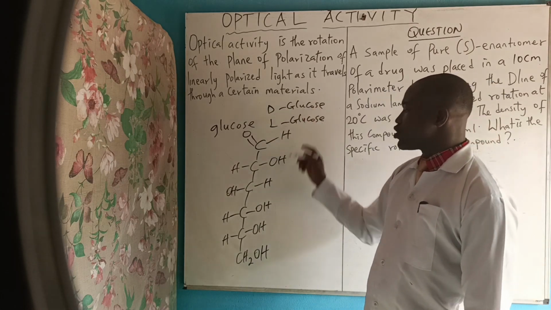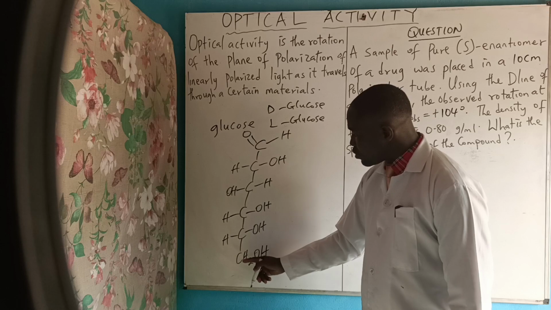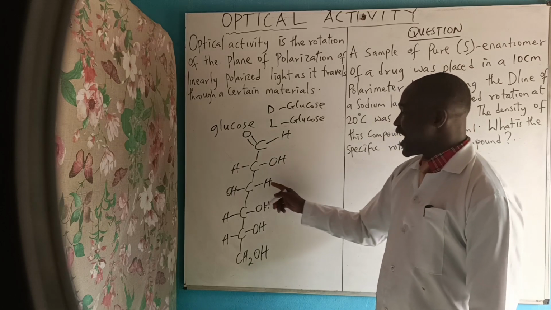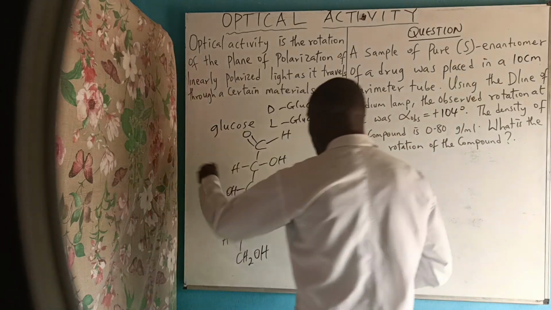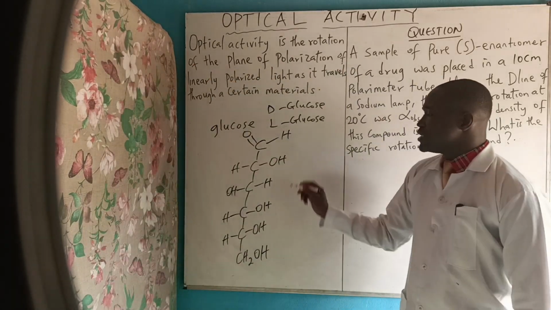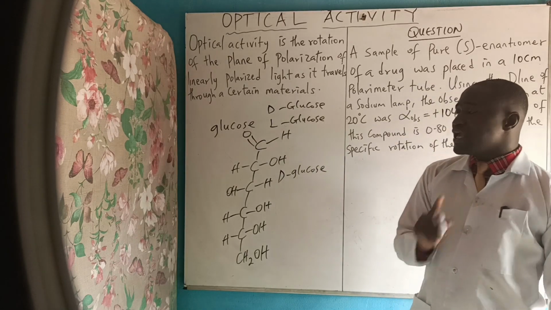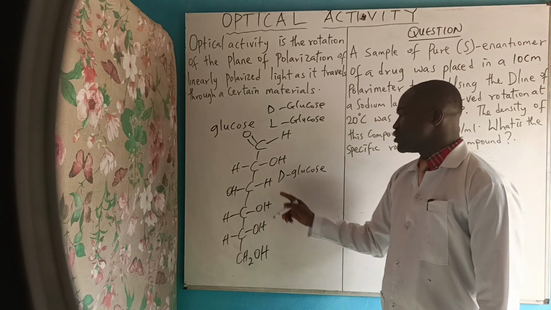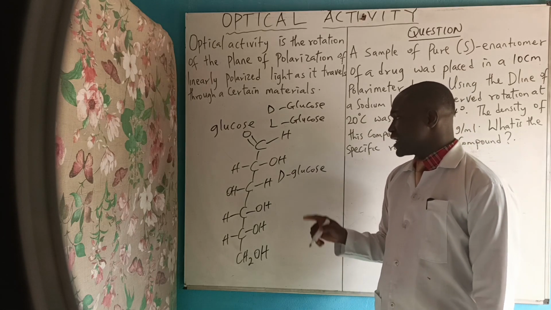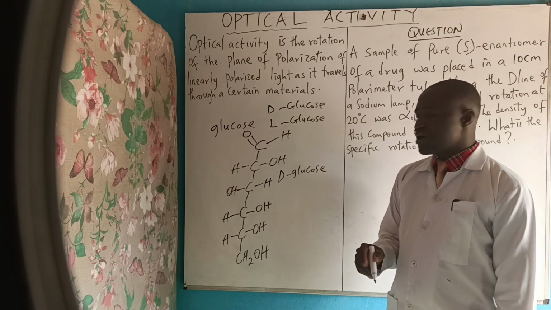We call it D-glucose because of what happened at carbon 3 here. If you start from here, 1, 2, 3, at carbon 3, you notice that hydrogen is at the right while OH is at the left, looking at it this way. That means this is called D-glucose. You call it L-glucose if these are interchanged, so that this goes here and this comes here. Are you getting it?